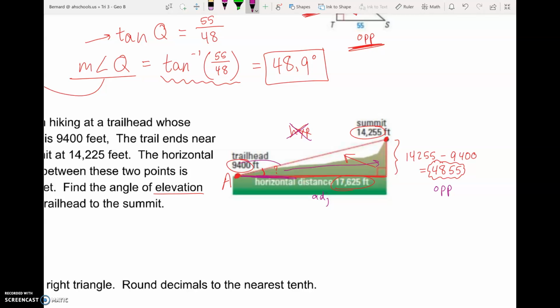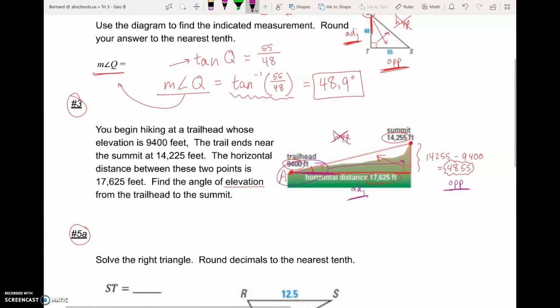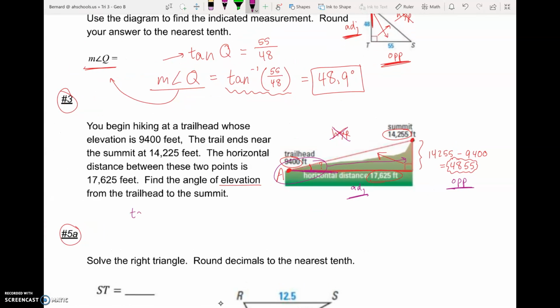And so to find this angle down here, angle A, we want to work with opposite and adjacent. That means TOA again. We're going to do tangent. So tangent of angle A is going to equal its opposite, which is 4,855, divided by adjacent, which is 17,625. And so we will get our angle A if we do inverse tangent, so the tan^-1 of that fraction. And I know those are big numbers, but that's okay. They just are the numbers they are. And so that's what we'll type into our calculator.